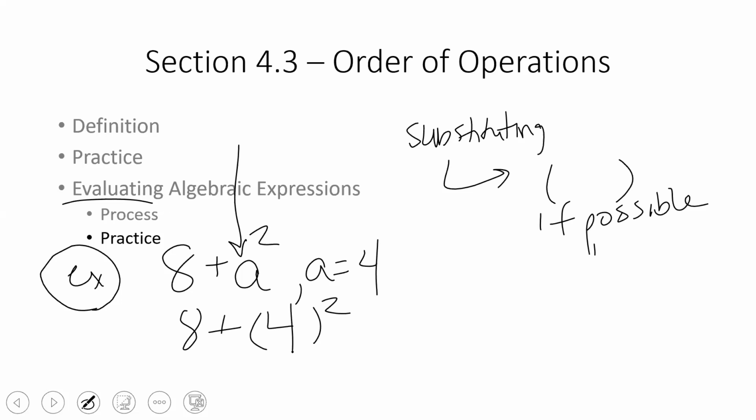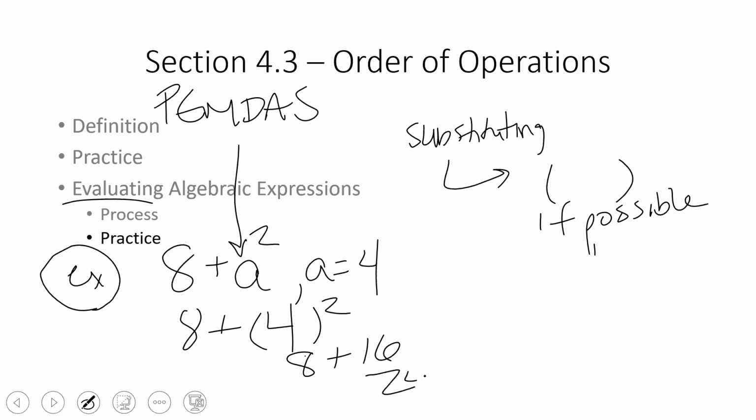Then we're going to go back to that order of operations. So I'm looking at my parentheses. I don't have anything to do inside of those parentheses, but I do have exponents to simplify. 4 squared is going to give us 16. Then we're going to add them together here to get a sum of 24.